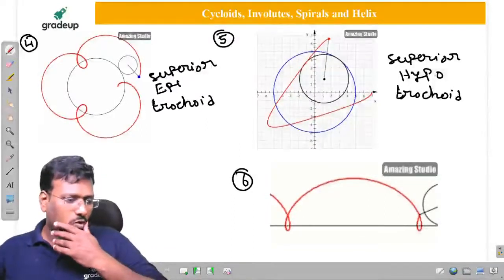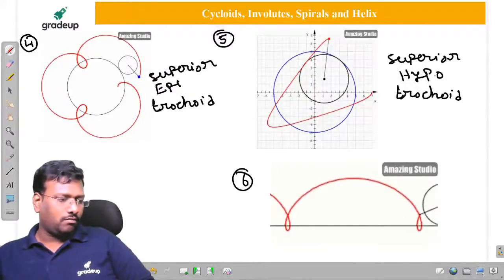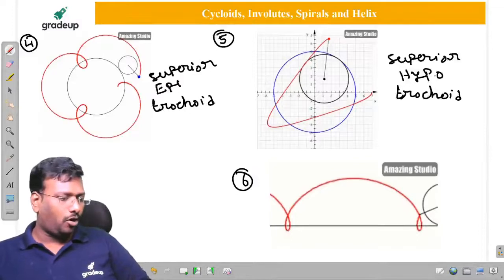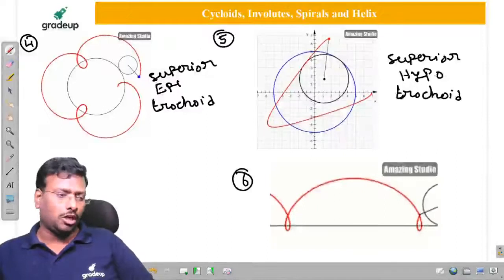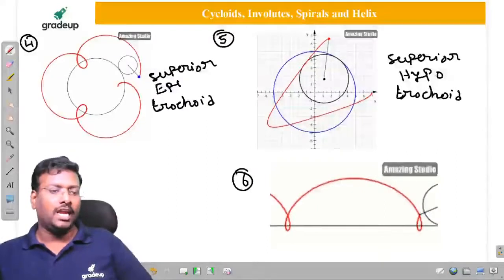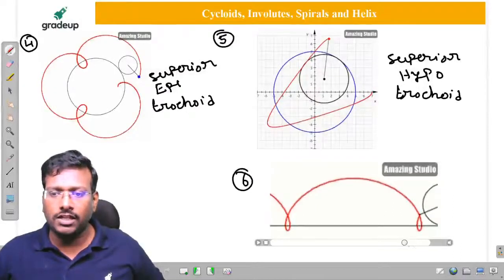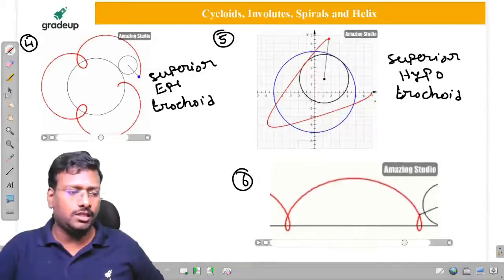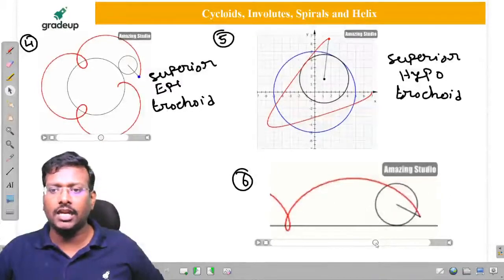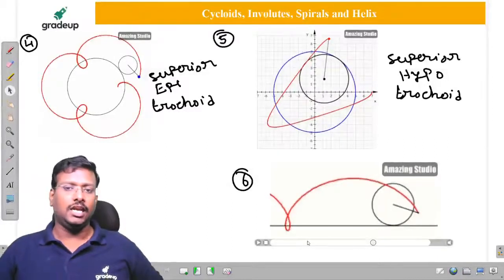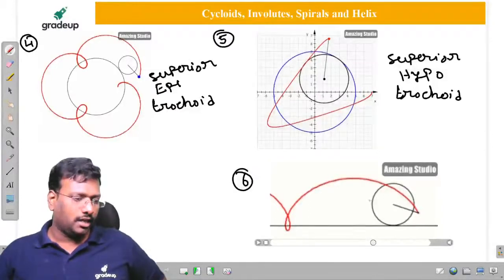Superior hypotrochoid. Very good, my dear. Sixth one, superior. My God. Twinkle, you check your answer once again. Fifth one, superior hypotrochoid, correct. Vishal, your answer is also correct. Twinkle, for sixth one you observe. Superior is okay, but it is not cycloid. Cycloid means the point should be on the circumference of the circle, but it is not. It is beyond the circumference of the circle. Therefore, it is superior trochoid. Excellent.